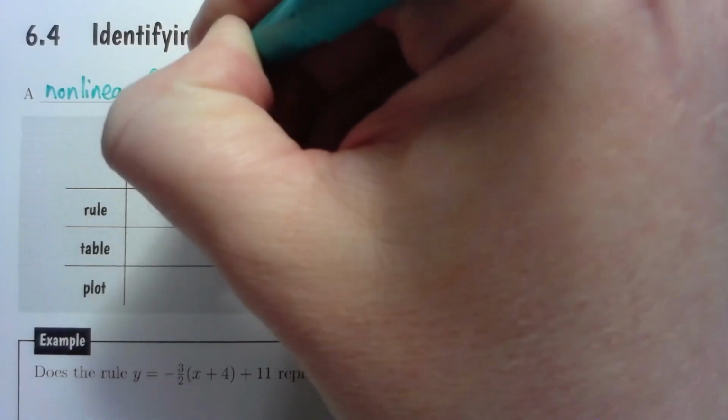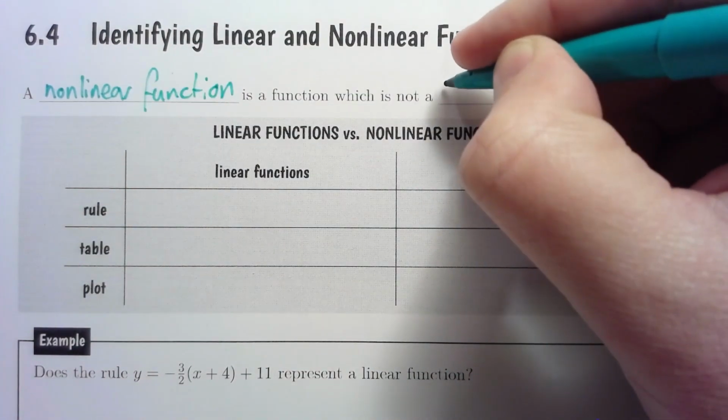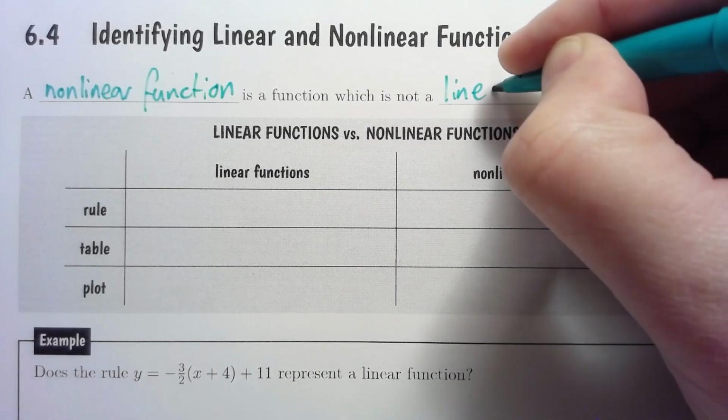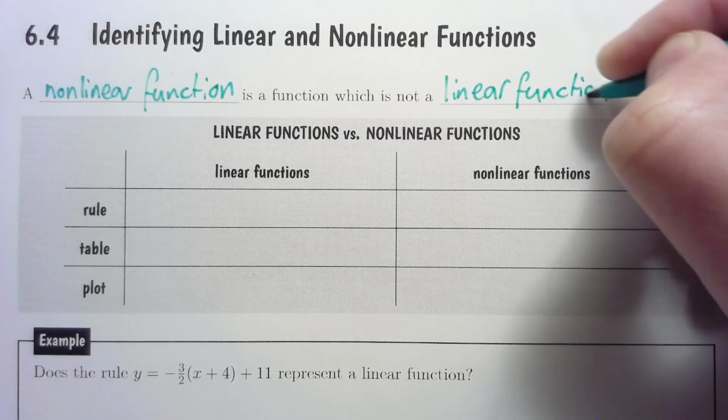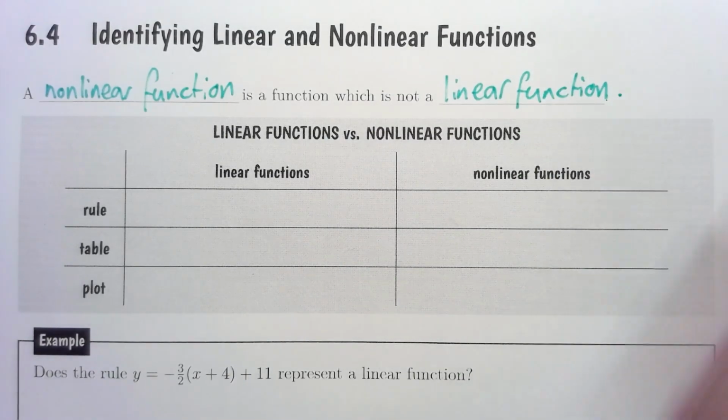So firstly, a nonlinear function is probably exactly what you think it is from its name. It's a function which is not a linear function. So every function is one of two. It is linear or nonlinear. Now, determining which of the two it is depends on the form that we have to represent the function. Now, we already know some things about linear functions, so let's state what those things are.